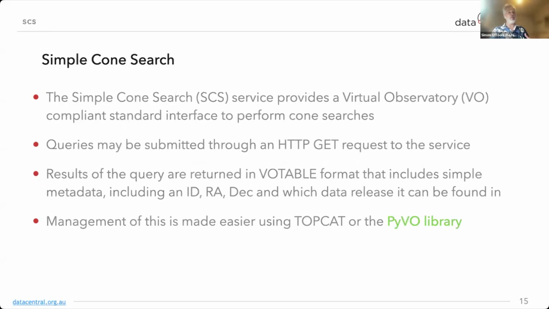So the simple cone search, I won't go into a lot of detail here, but basically it's built on just basic web requests, so HTTP requests. It is returned in a specific virtual observatory format called VOTable, which is an XML format, but you don't really need to know much about that because you can handle that through AstroPy, for example. In astropy.io, there's a VOTable package that can handle this seamlessly, and you don't have to worry about the vagaries of XML. But that will include the metadata and all the information that you might need about the data. And management of all of these services is made much easier using TOPCAT or the PyVO library.